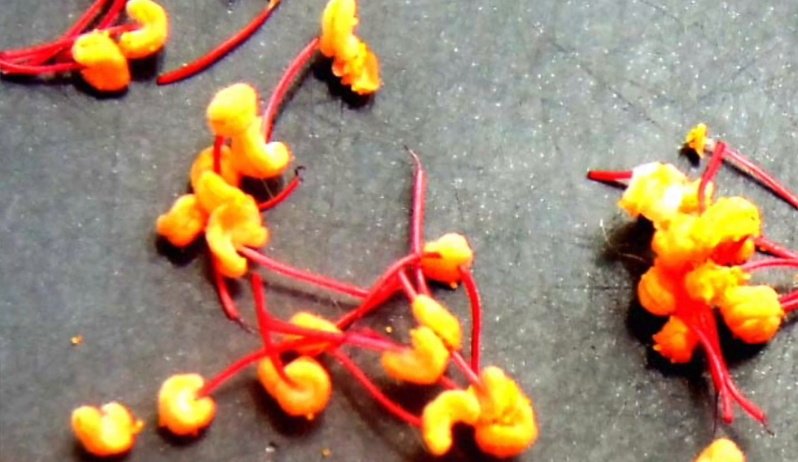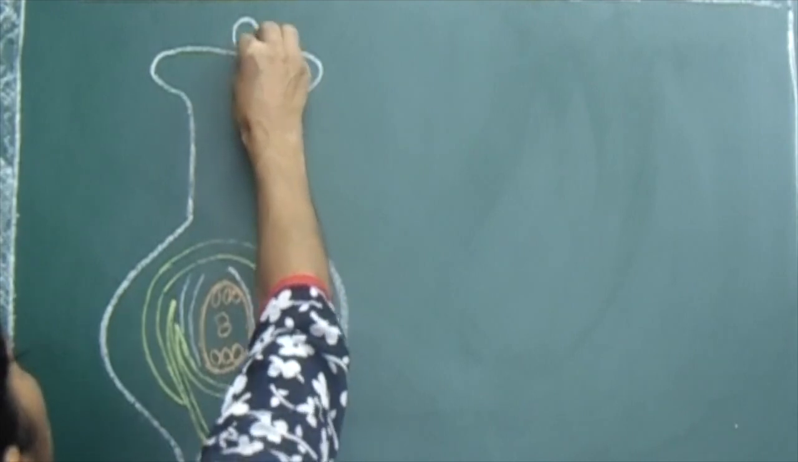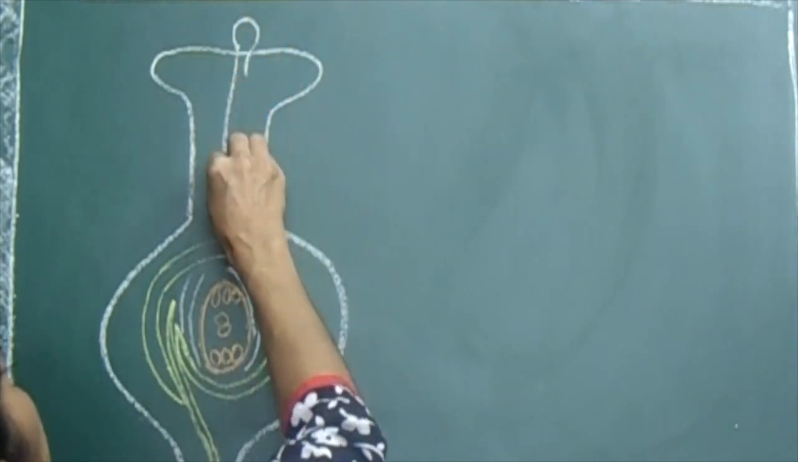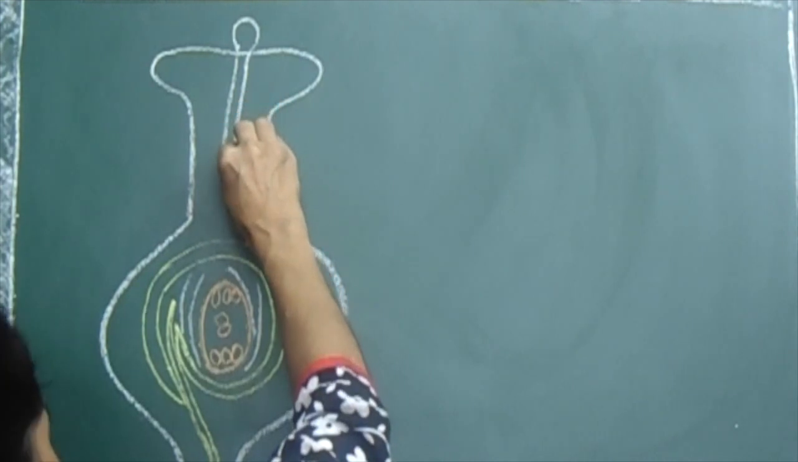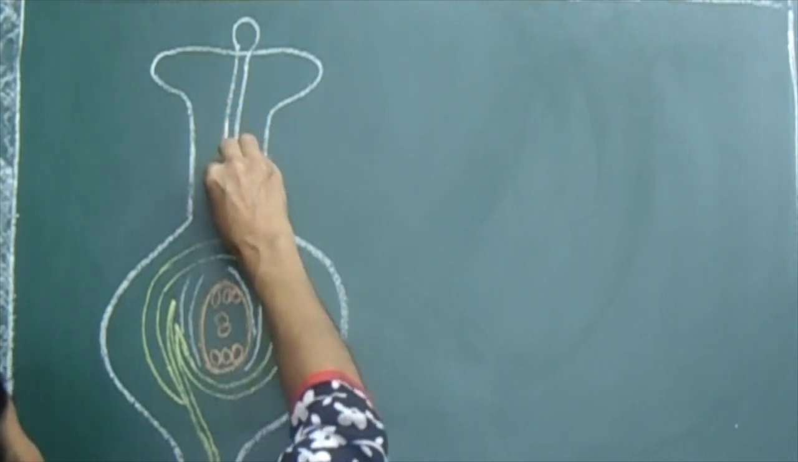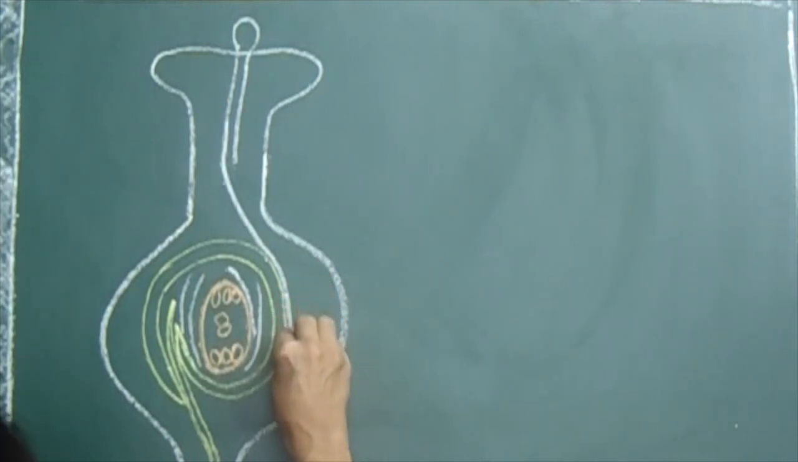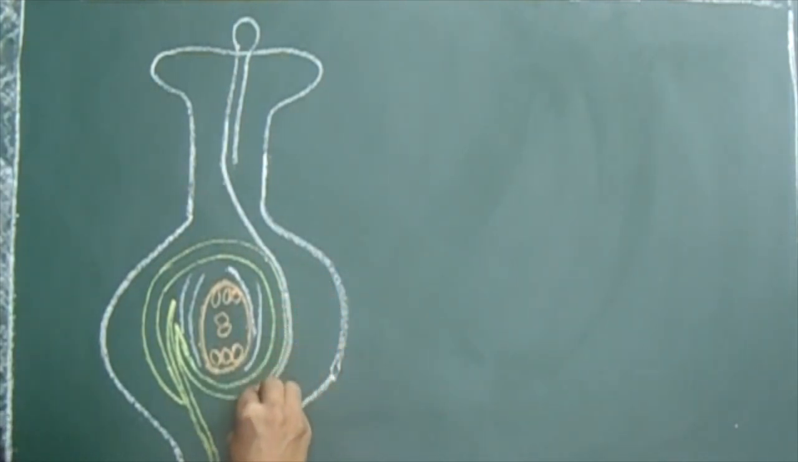Now the main part of the diagram. What we have to do? We have to start drawing the pollen grains. To draw the pollen grains, you have to draw the structure like this. Come down. A tube-like structure. Bring it. First take the inner part. Bring the inner part exactly very close by here, and then you take it to the ovule.